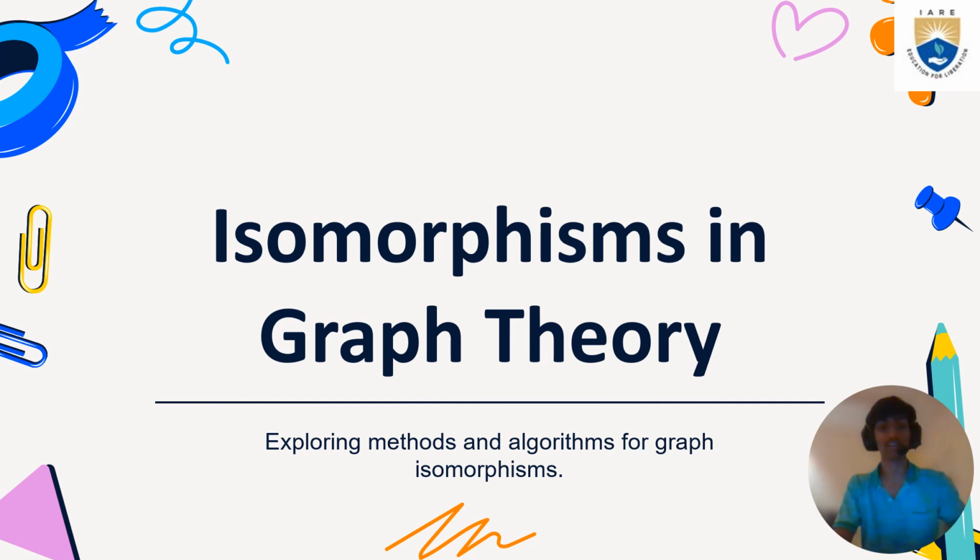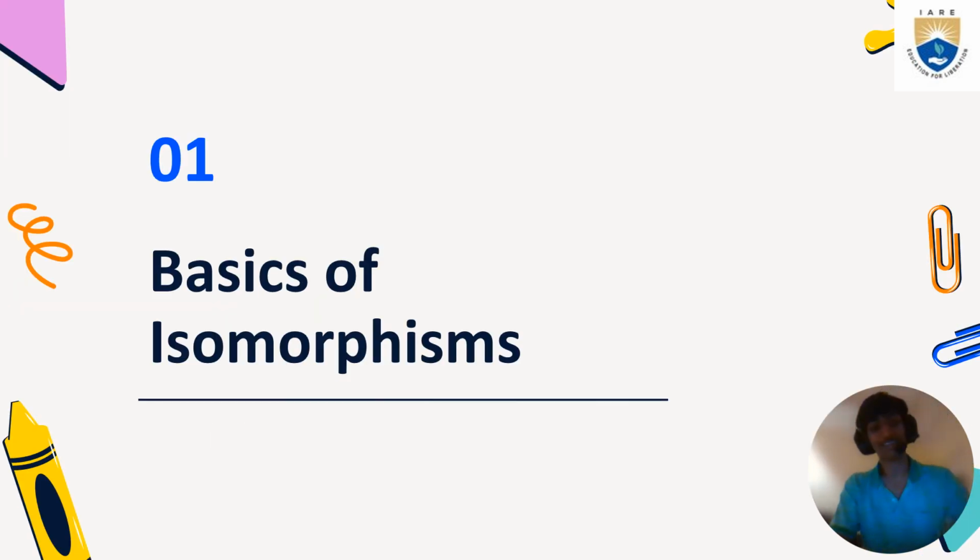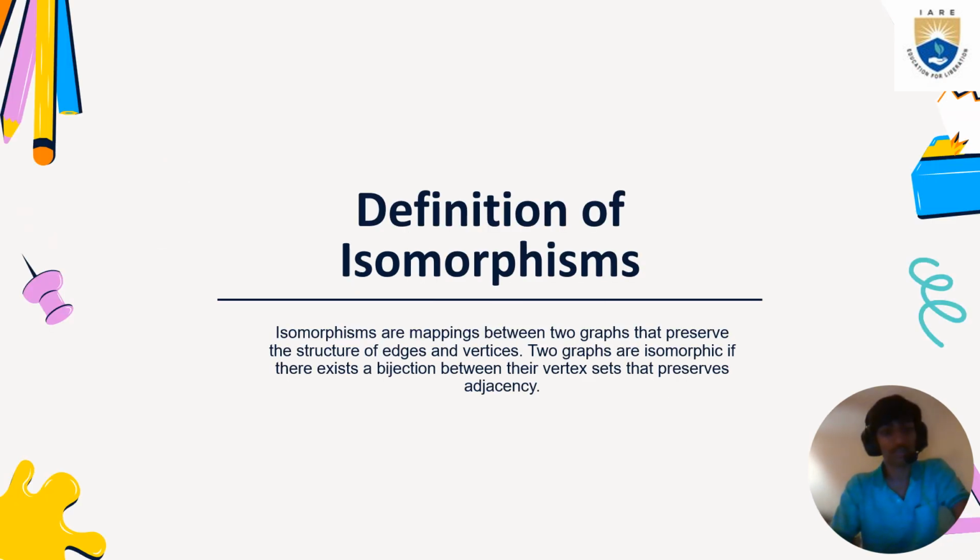This is the introduction to my topic, isomorphism in graph theory. The presentation explores graph theory, focusing on definitions, types, methods to identify isomorphisms, and their applications. First, the basics: the definition of isomorphism is a mapping between two graphs that preserves the structure of edges and vertices. Two graphs are isomorphic if there exists a bijection between their vertex sets that preserves adjacency.